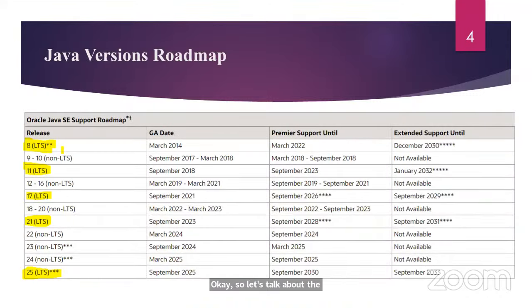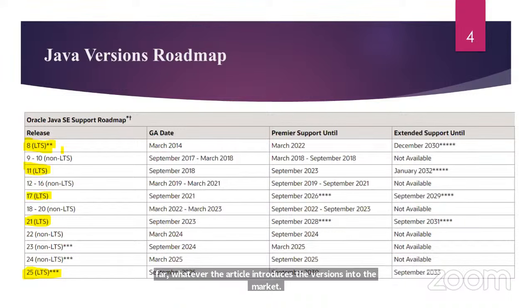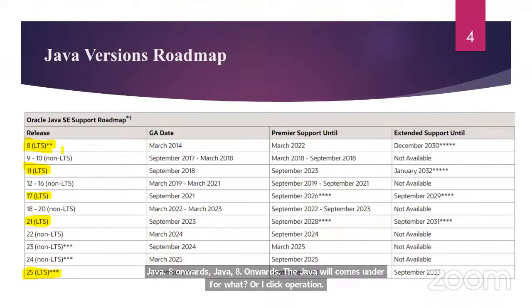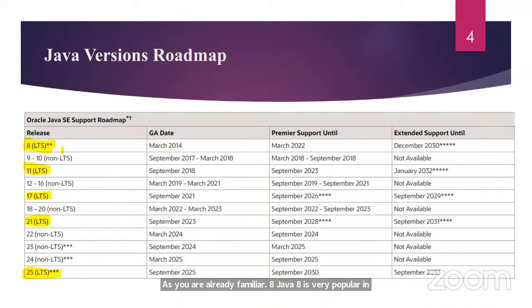So far, the versions that Oracle Corporation has introduced into the market, from Java 8 onwards, come under Oracle Corporation. As you are already familiar, Java 8 is very popular because a lot of enhancements took place from Java 8 onwards, since functional programming was introduced in Java 8. I have highlighted some of the versions here: Java 8, Java 11, Java 17, Java 21, and Java 25.